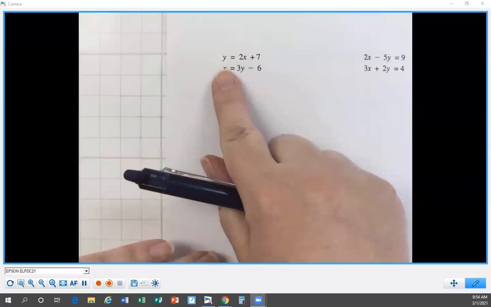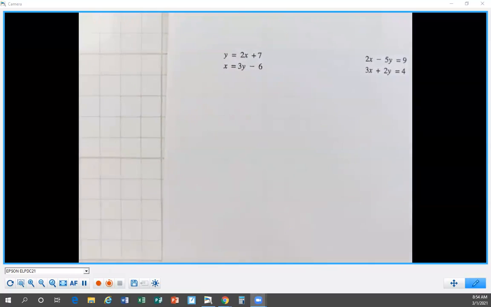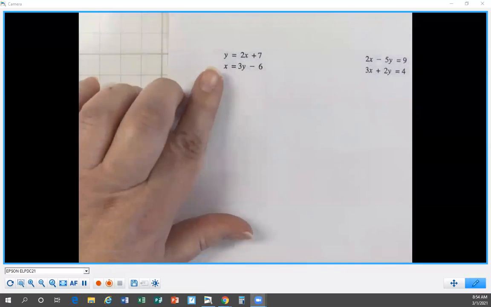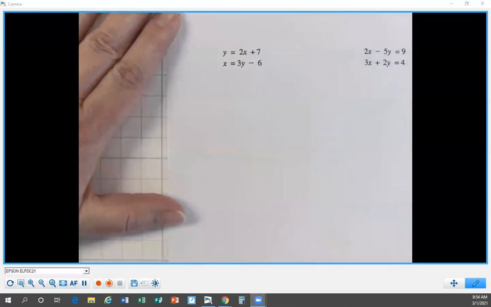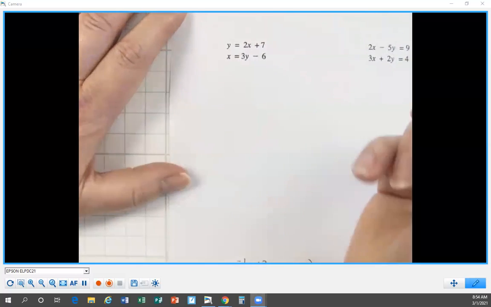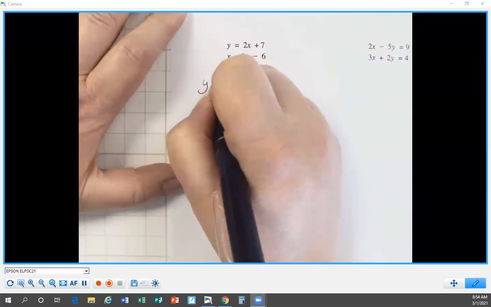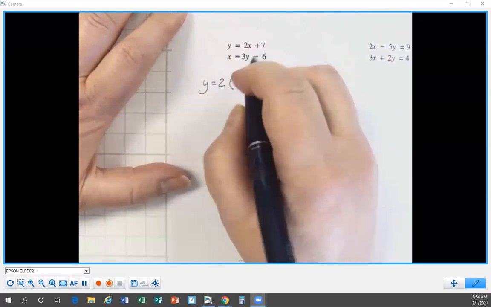All right, so this problem, we have y equals, we have x equals. They're not both in standard form, so that's not going to be great for using elimination. We have an x isolated here, we have a y isolated here, so substitution, it doesn't matter which one you substitute into which, okay? So let's just go ahead, because it doesn't matter at all. So let's take that first equation, y equals 2, but instead of saying x, we're going to sub in 3y minus 6.